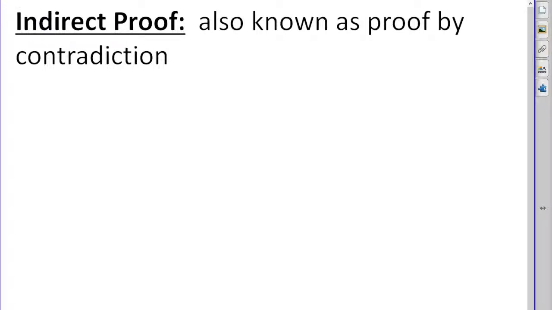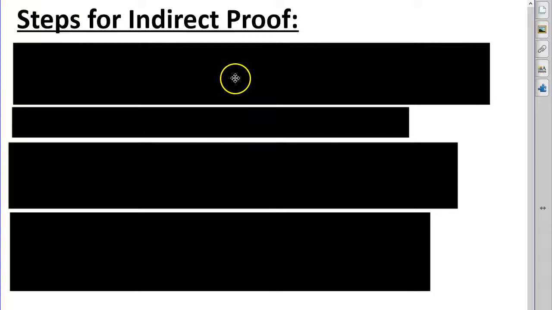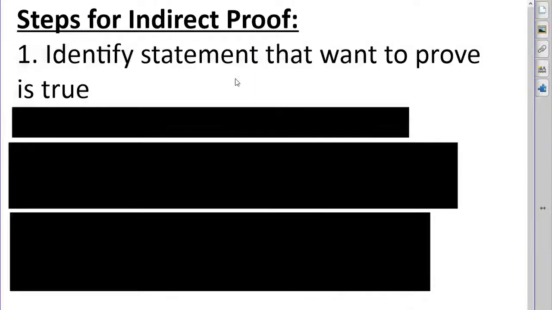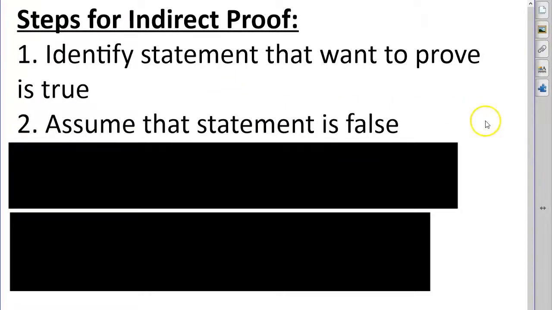So there are four steps to indirect proof. The first one, identify what you want to try to prove. What are you trying to prove that's true in the problem? So that's the first step. Identify what you're trying to prove. The second thing is you assume that statement is actually now false. So instead of it being true, like you're trying to prove it, you assume, no, it's false. Doesn't work. Go from there.